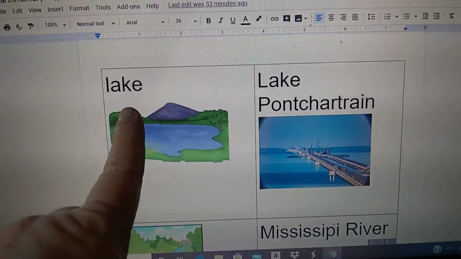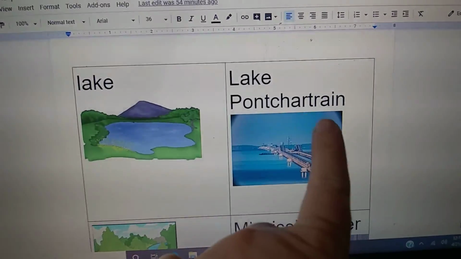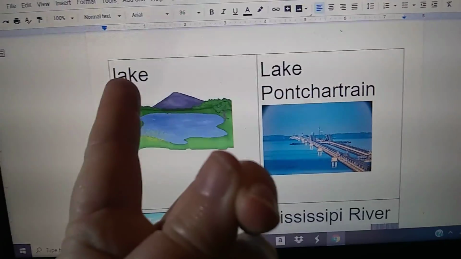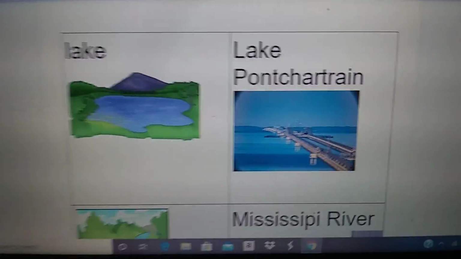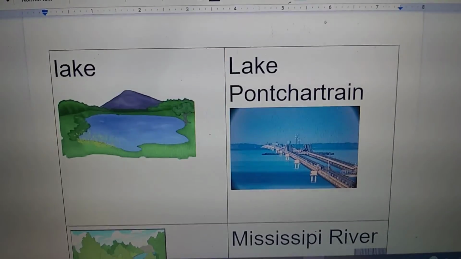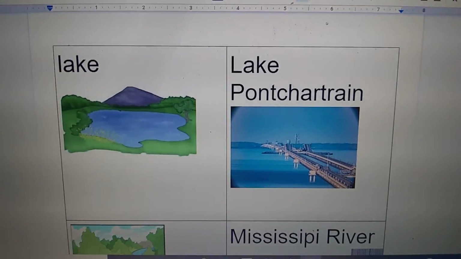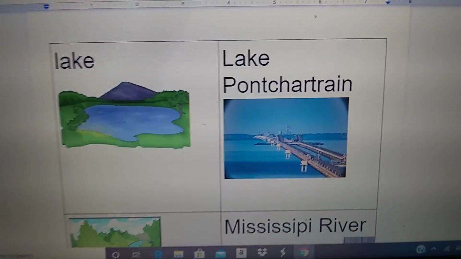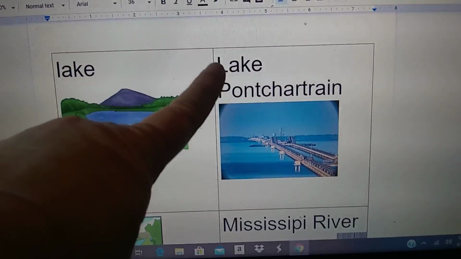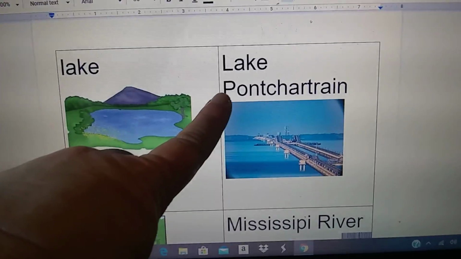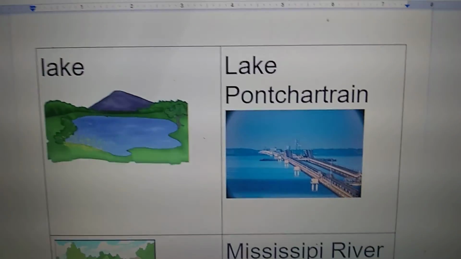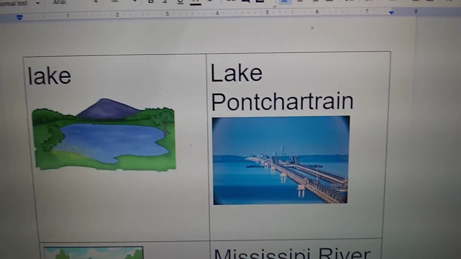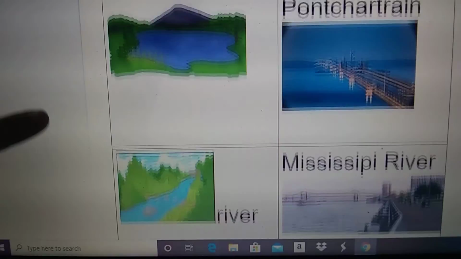So here's lake, and here's Lake Pontchartrain. Do you notice what the difference is in the words? Think carefully. You're right. If I just say lake, it's a lowercase l. If I name the specific lake, Lake Pontchartrain, you need a capital L and a capital P. And that's right by your house.